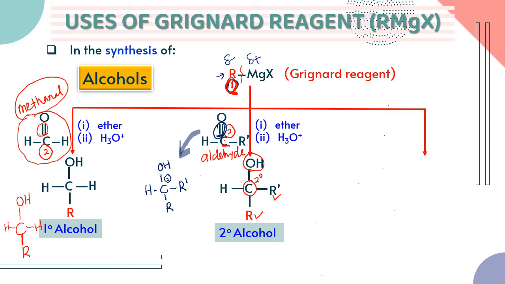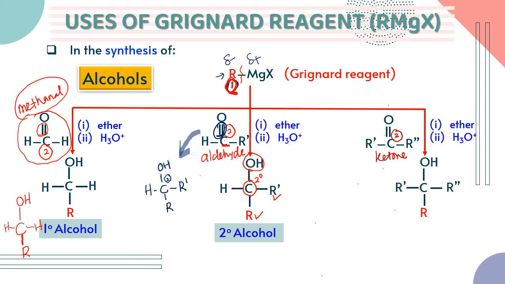Next, if we want to produce a tertiary alcohol, we're going to add a ketone. This will be carbon number 2, and carbon number 1 is from your Grignard reagent. Same conditions: in ether and then acidify. So you will get a tertiary alcohol. Why? Because this carbon is bonded to 1, 2, 3 other carbons, so it's a tertiary carbon.